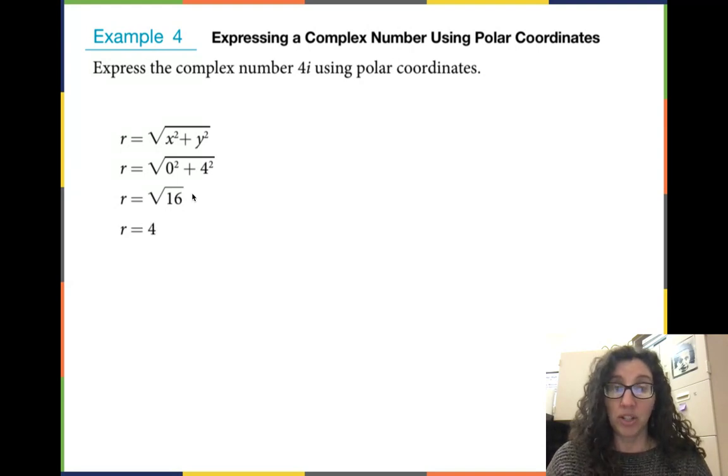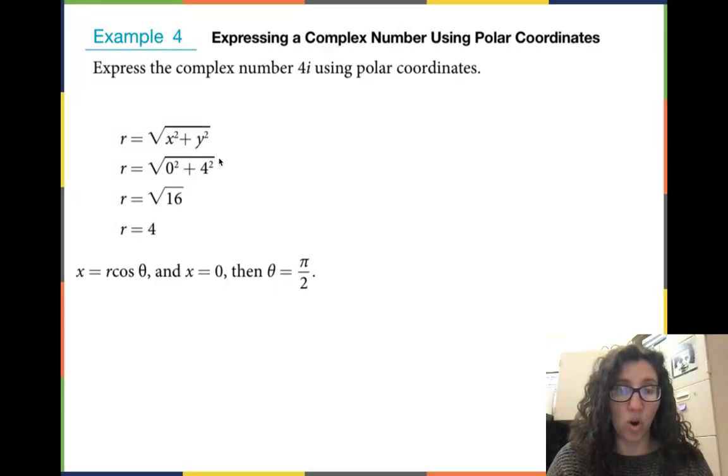And our modulus for this number is 4, which kind of makes sense if you imagine in your head. We'll look at it in just a minute, but what the graph looks like. This number is 4 units from the origin. Okay, so our modulus is 4.